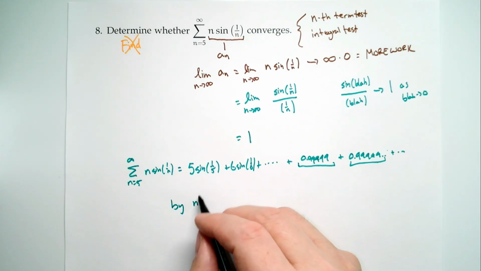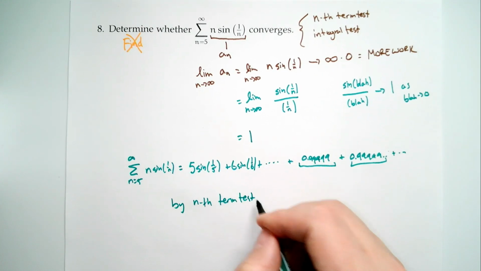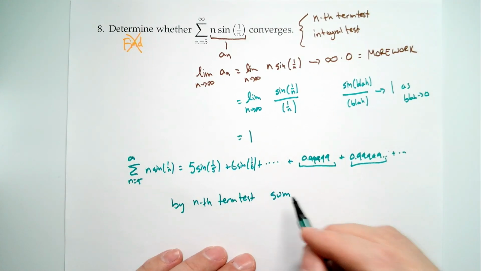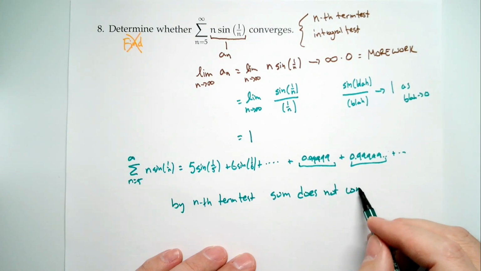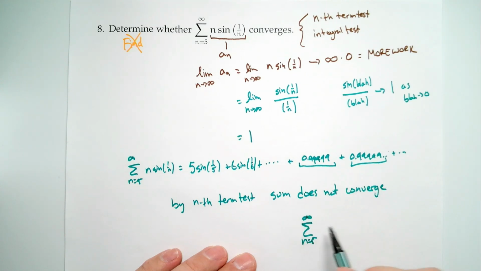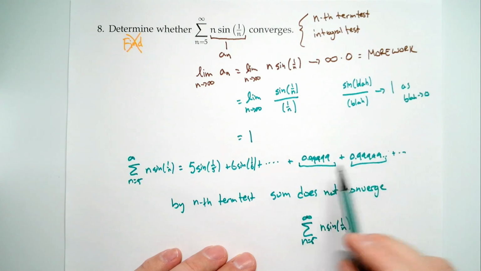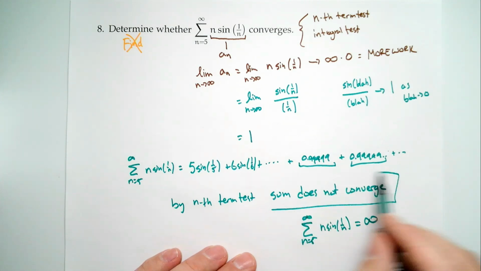So the conclusion is, since this limit is 1, which in particular is not 0, by the nth term test, the sum diverges. Or, we could say the sum does not converge. Depending upon how we were feeling, we could say, on a side note, that because the nth term converges to some positive number, at the end we're going to add up a whole bunch of positive numbers. But generally speaking, we would say the sum does not converge.